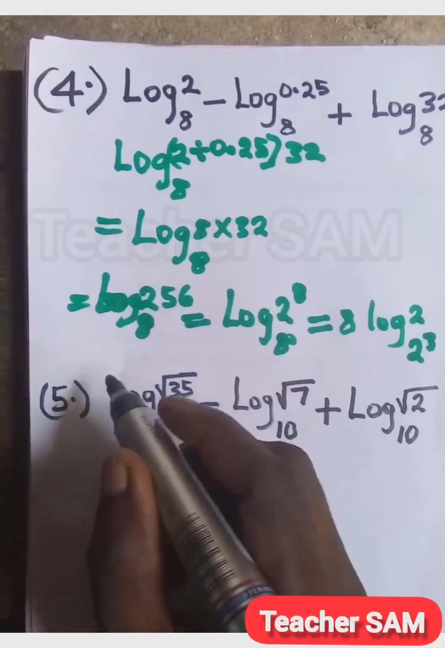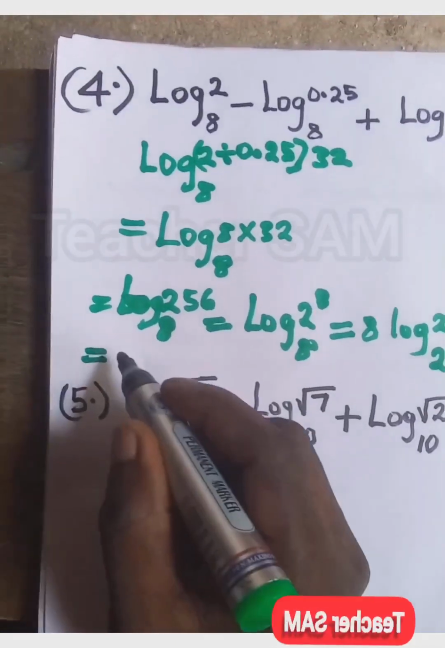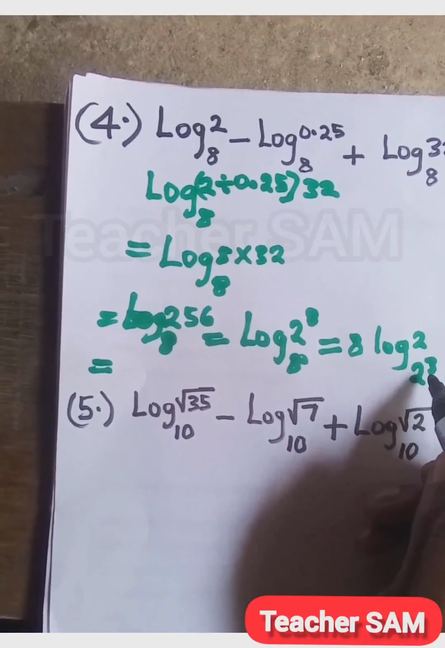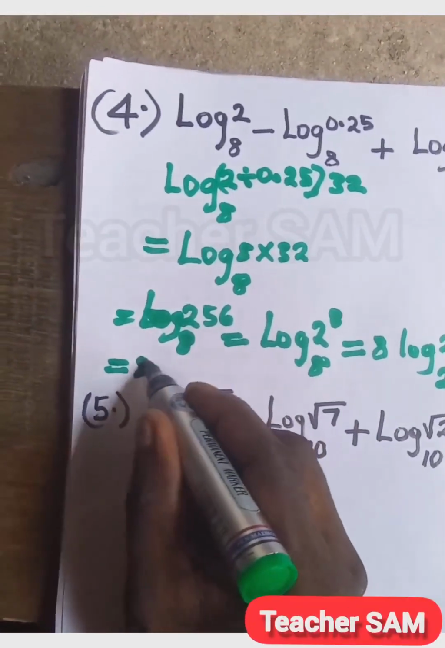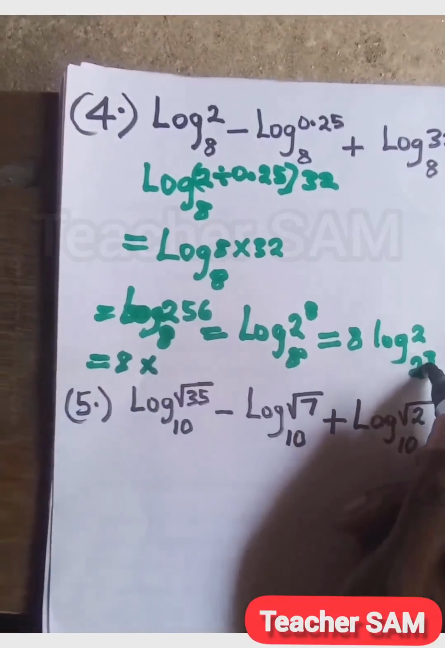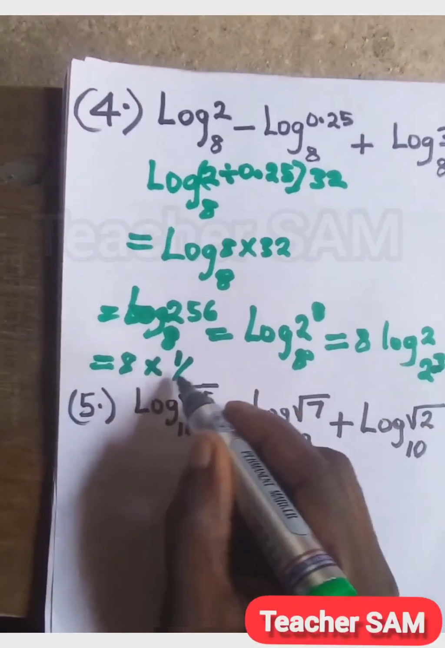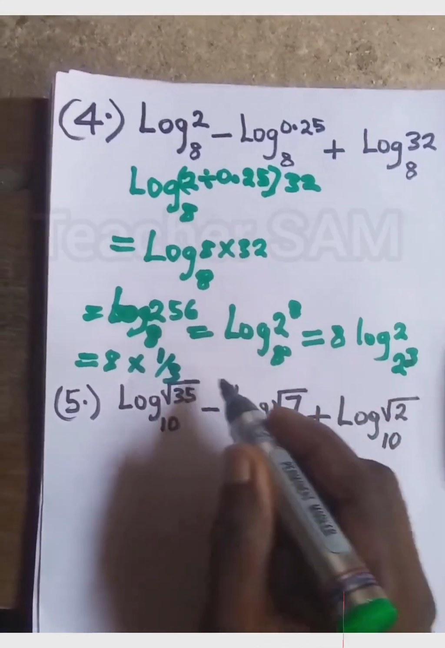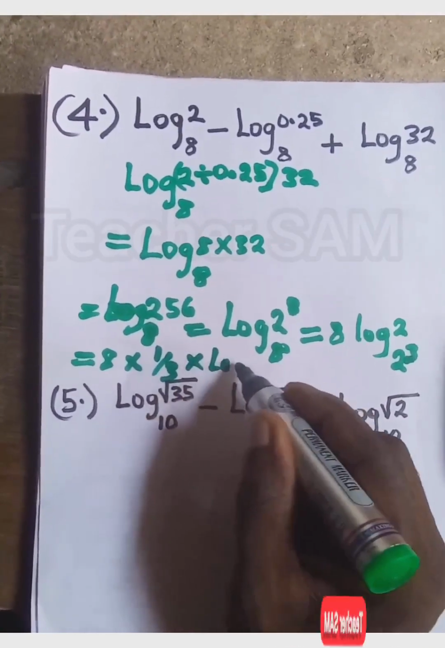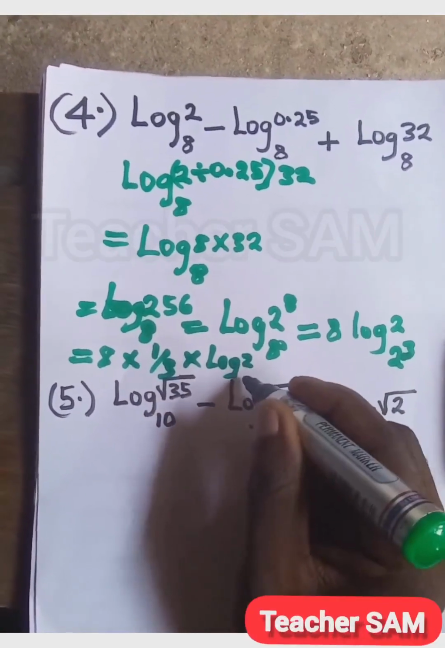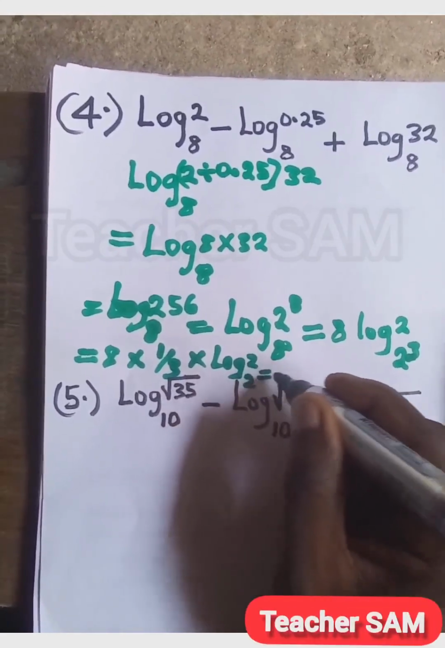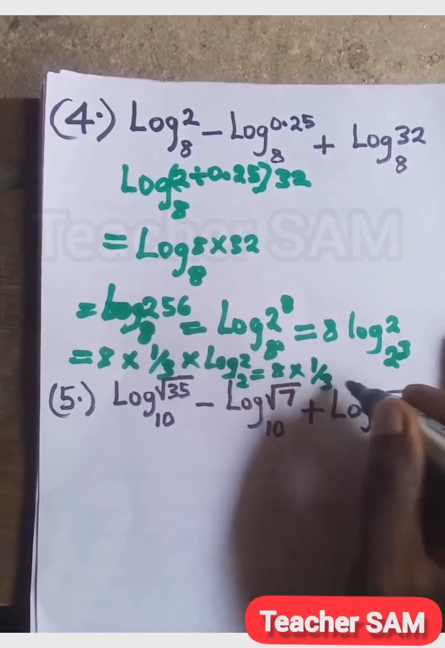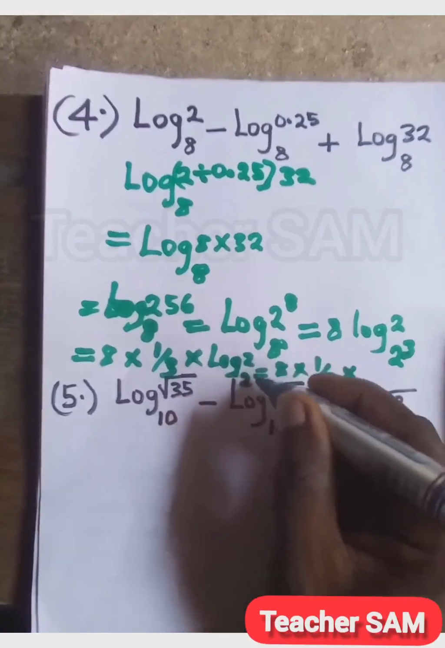Now we can continue here. Let's manage this place and continue. Now I'm going to bring this out as well. So we have our 8 times, this is 3, so that will be 1 over 3. Don't forget what I said. Whenever the base is the one that has the power, you take the reciprocal, times log 2 to base 2. So that will now be equal to 8 times 1 over 3 times log 2 to base 2, which is 1.